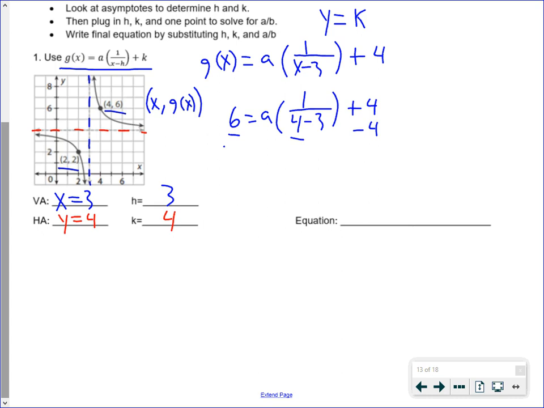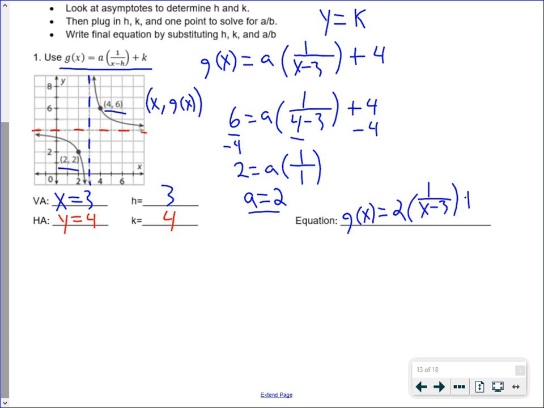So we'll minus 4 on both sides. 6 minus 4 is 2. And we're left with a times 1 all over 4 minus 3 is 1. So a times 1 over 1, which is just 1. So we get that a equals 2. So we take this a and plug it back into our original equation with the h and the k. So we have g of x is going to equal 2 times 1 all over x minus our h of 3 plus our k value of 4. And that's our equation for this graph.